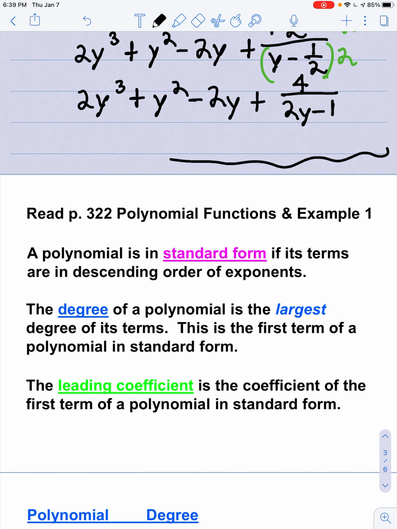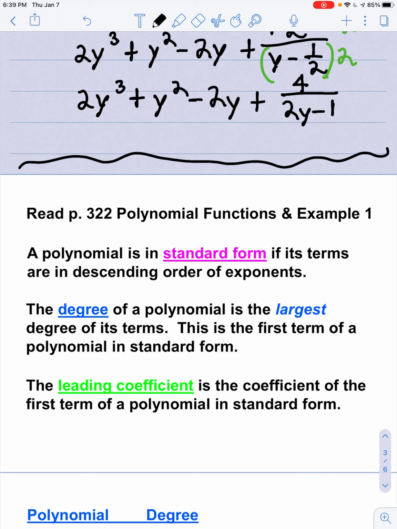And now I want to take you to the start of section 5.3. There is a blank handout on Canvas. But what I'd like you to understand is something about polynomials being in standard form. When you have it in standard form, which means it's in descending order of exponents, largest to smallest, we should be able to identify what is called the degree of the polynomial. It will be the largest degree of all its terms.